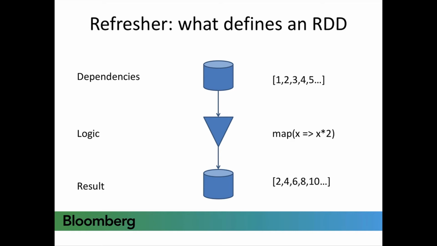So for a concrete example, say we have just the natural numbers in an RDD, and we produce a new RDD by mapping a function over this one, say double every number, and then the result will be 2, 4, 6, 8, 10, and so on. So if for some reason we forgot about this, that's OK. We can recompute it. So really, what determines the identity of this is the dependencies and the logic. If we have these two things, we kind of know what this could be. And if these things are the same, then this will be the same.